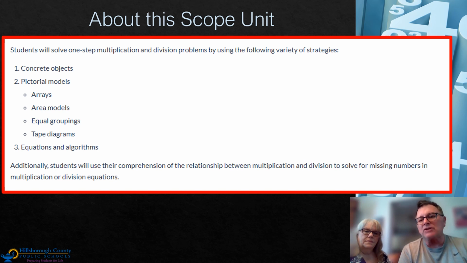So you've already solved the problem with 3 different strategies here. They're one-step multiplication and division problems, but I'm curious as to how many of you considered a tape diagram as a strategy to solve, because all those strategies are strategies that can be reliable to a 3rd grader in solving multiplication and division problems. So we're going to take a look at tape diagrams.